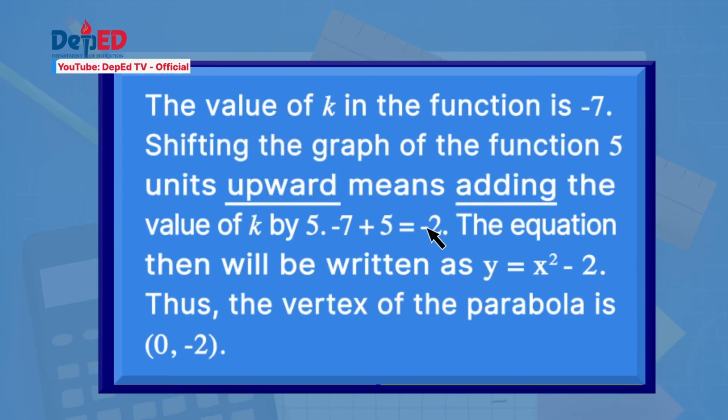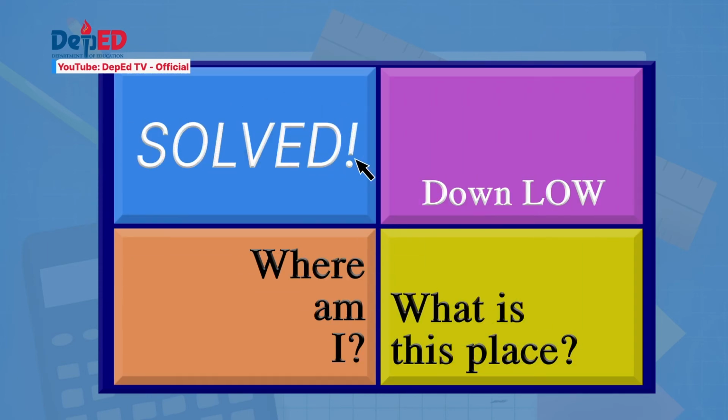The value of k in the function is -7. Shifting the graph of the function 5 units upward means adding 5 to the value of k. -7 plus 5 is equal to -2. The equation then will be written as y equals x squared minus 2. Thus, the vertex of the parabola is the ordered pair with coordinates (0, -2).